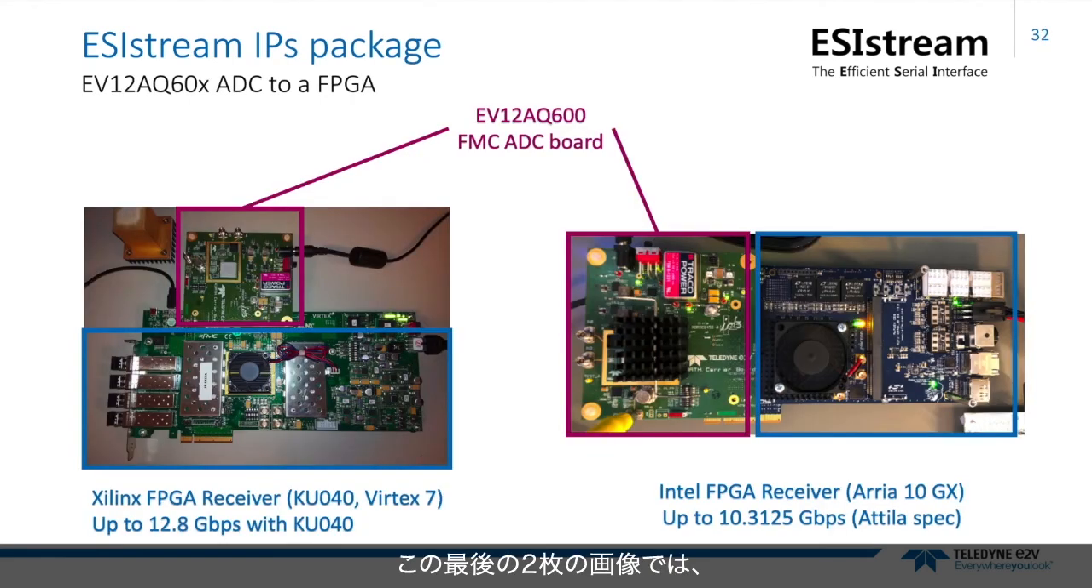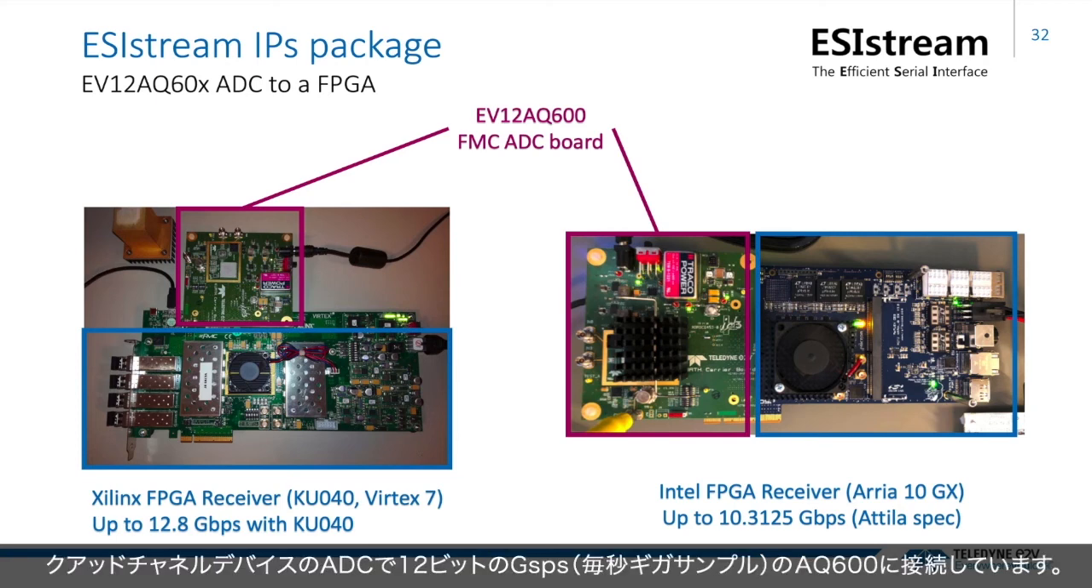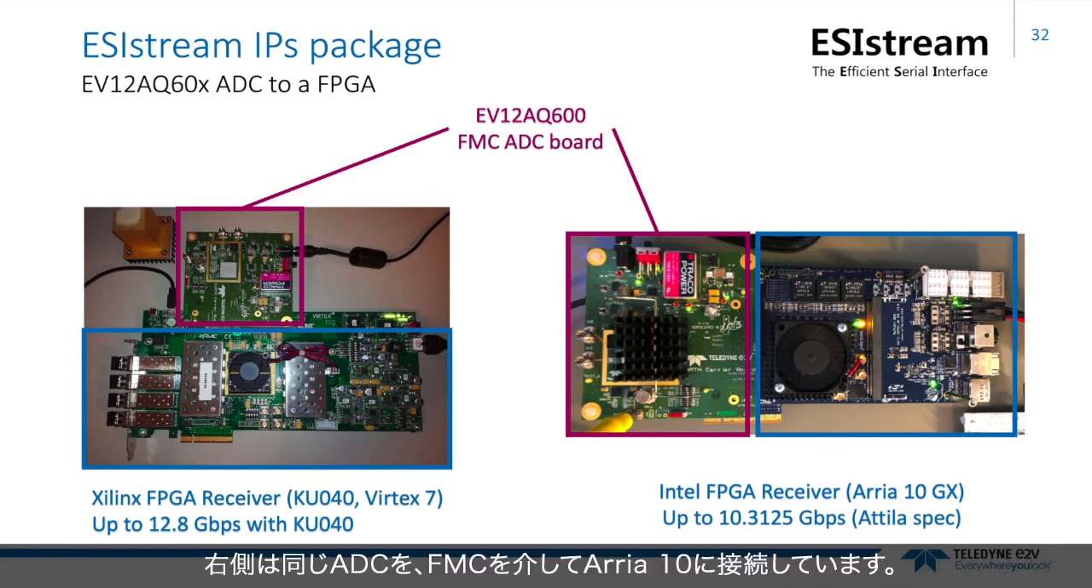This last set of images shows an ADC to FPGA connection via the FPGA mezzanine card. On the left-hand side is a Xilinx FPGA, in this case a Virtex 7, which is connected to the EV12AQ600 quad 12-bit gigasample per second ADC. On the right-hand side, the same ADC is being used, but here connected again via FMC to an Arria 10 card.